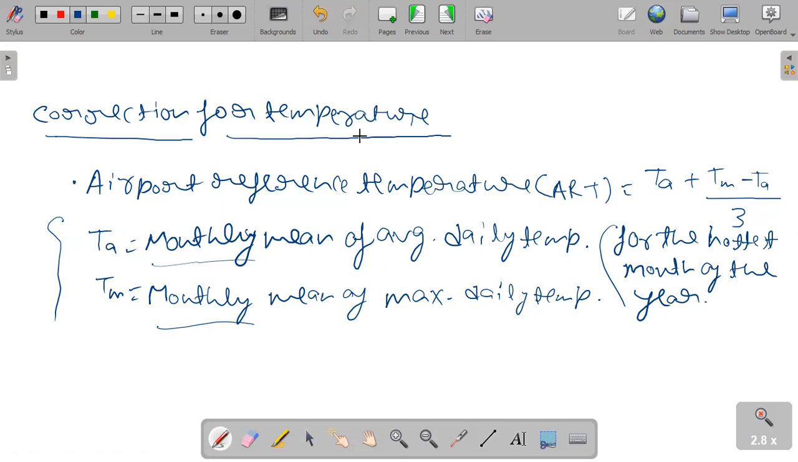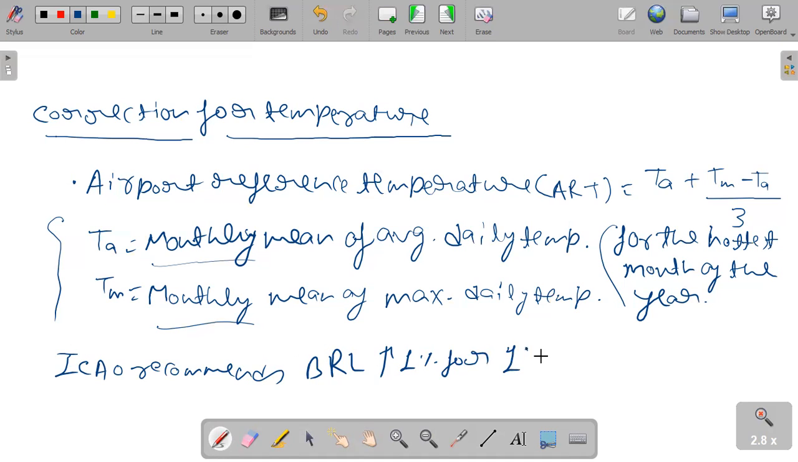According to ICAO, the International Civil Aviation Organization, the basic runway length increases by 1% for every 1 degree Celsius rise in airport reference temperature. So this is about the correction for temperature recommended by ICAO.